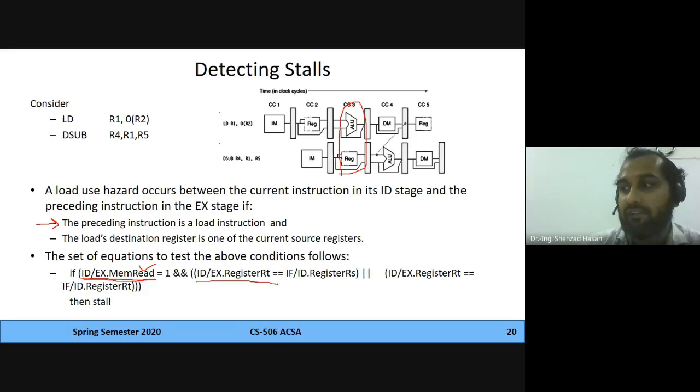And then we are checking whether there are matching register codes. So at this point of time, the destination code is in RT. After this point of time, it moves to RD. This is because of the multiplexer which is over here. So we are checking whether RT is matching with the source code of the instruction which is currently in the decode stage. So if this is true or this is true, then we have to insert a stall.